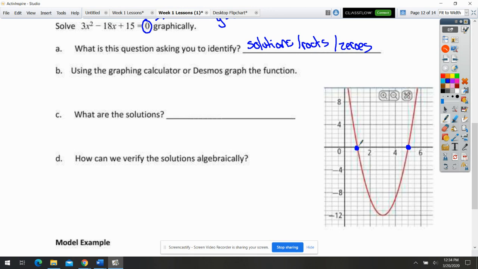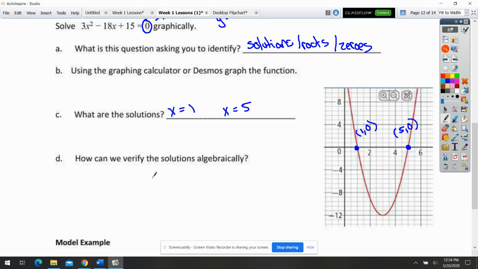Okay, so what is this point? It's right in between 0 and 2. So this point is (1, 0). And this point is right in between 4 and 6, so that has to be (5, 0). Your solutions are just the x values. So your solutions are going to be x equals 1 and x equals 5.